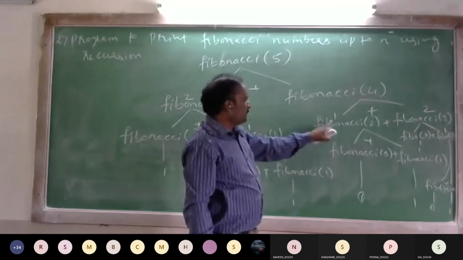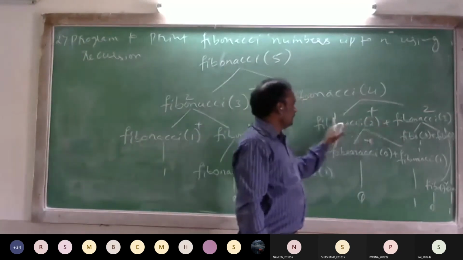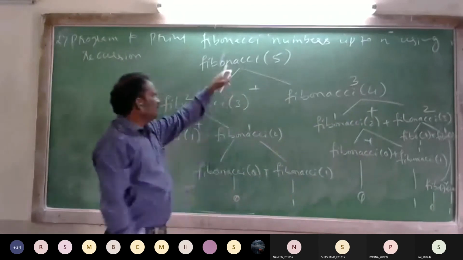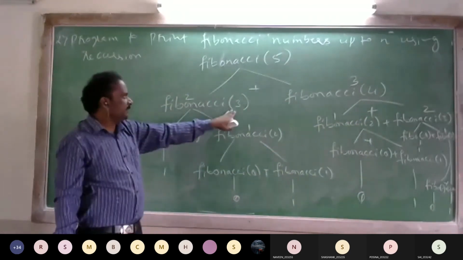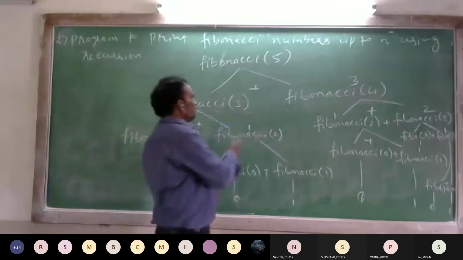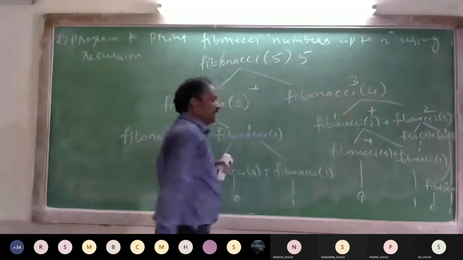Now what is Fibonacci of 4? Fibonacci of 2 plus Fibonacci of 3. 1 plus 2 is 3. Now what is Fibonacci of 5? Fibonacci of 5 is nothing but Fibonacci of 3 plus Fibonacci of 4. So 2 plus 3. What is 2 plus 3? It is 5.